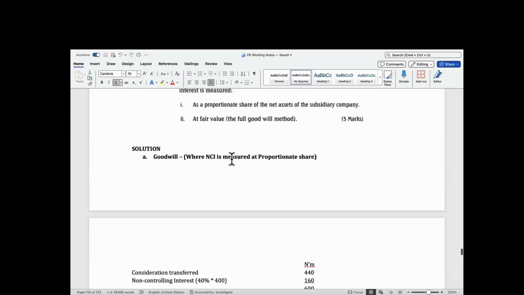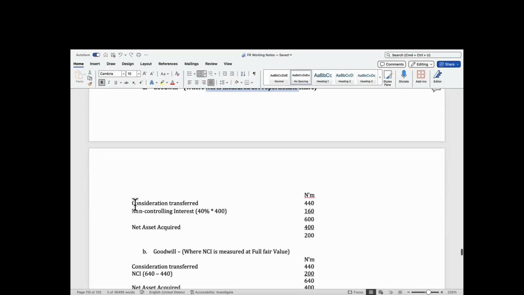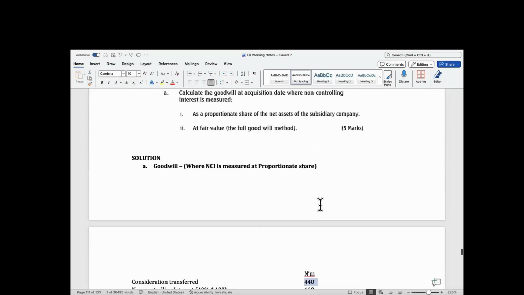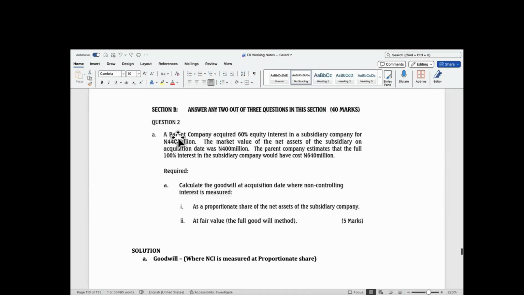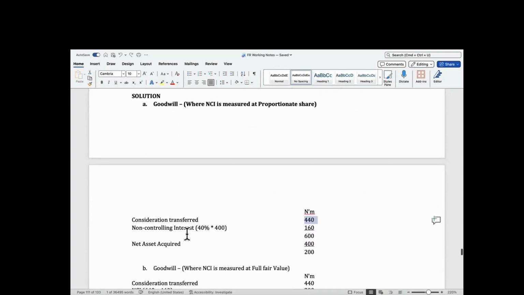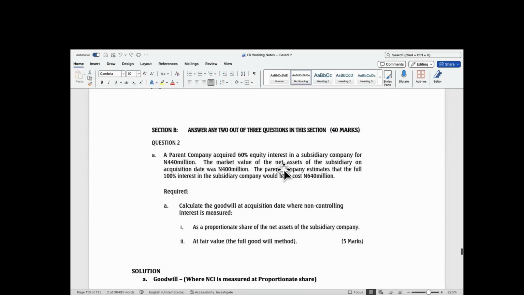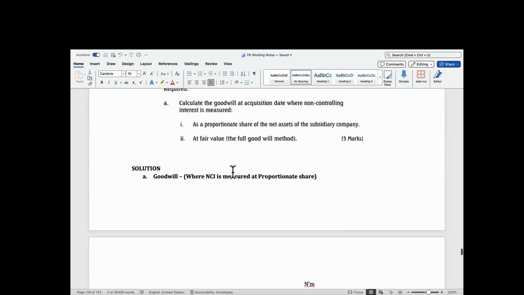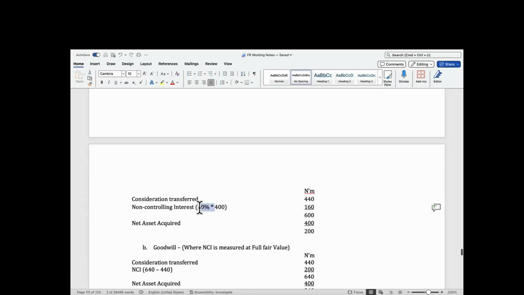So this is what I'm saying. A, it says where NCI is measured at proportionate share. I get how much I paid for the subsidiary, which is the 440 million I paid for the 60%. Then NCI is measured at proportionate share, I just do 40% of the net assets of the subsidiary, which is 400 million. That gives me 160. So I get 600. Then I compare that with net asset acquired, which is the 400 million. Then my goodwill is 200 million.